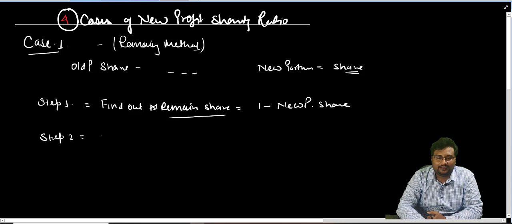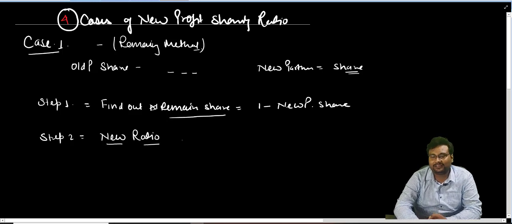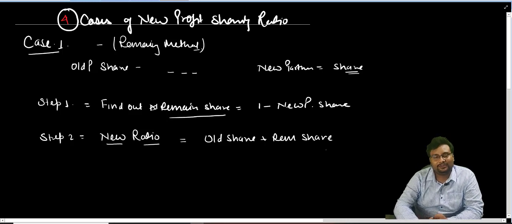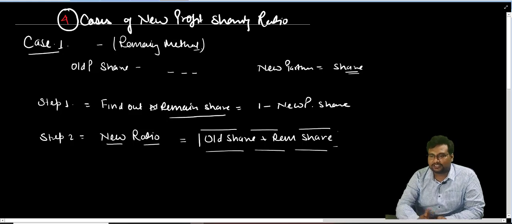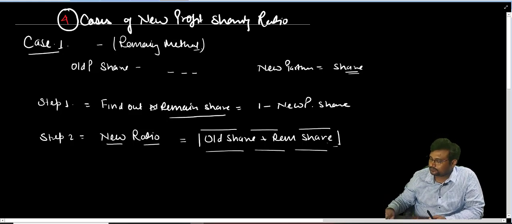And step number 2, very simple, we will calculate the new ratio. And the new ratio, how can we calculate? Very simple: old share into remaining share. So by implementing this particular formula, we can calculate the new ratio. Okay, just write down this.